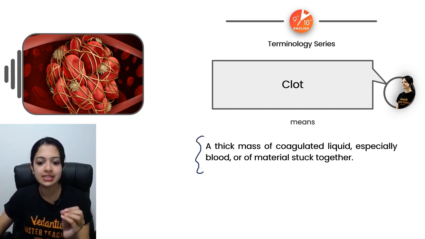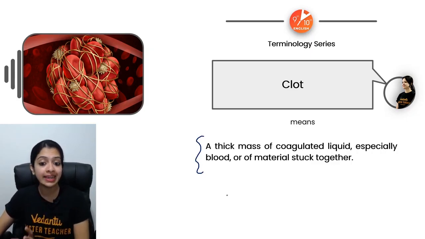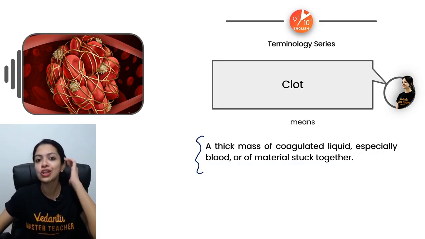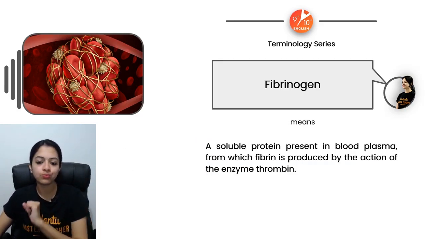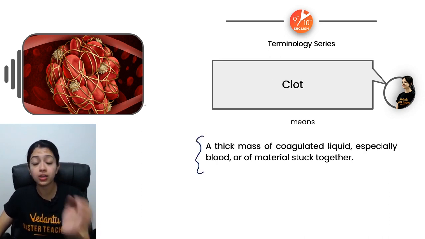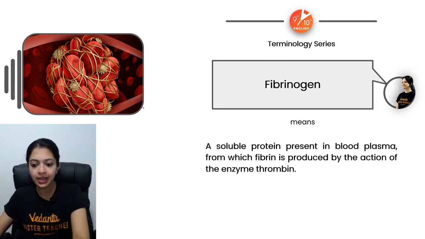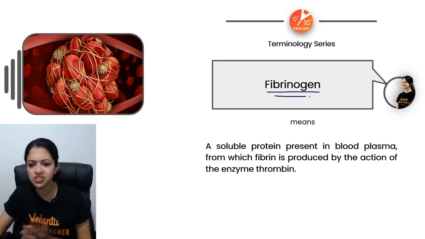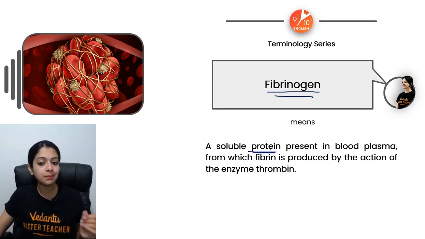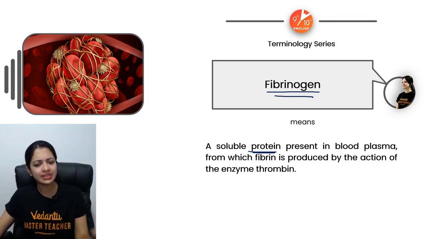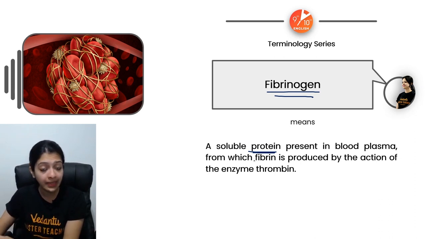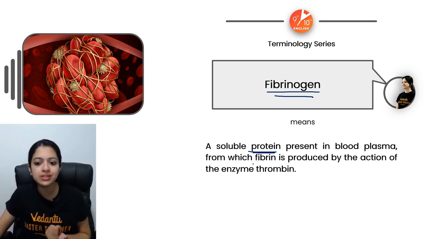So we can say it's a thick mass of coagulated liquid, especially blood, or of material stuck together. This is what a blood clot is. Now, blood clot or clotting is the same as coagulation. Okay. Now, what are fibrinogens? Fibrinogen is just the name of a protein, a soluble protein which is found in the blood plasma. Within the blood plasma, there are several proteins. Albumin, globulin, fibrinogen are the main ones. Fibrinogen, as I've told you, is one among those.